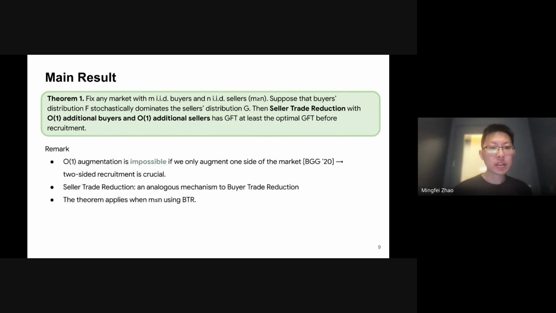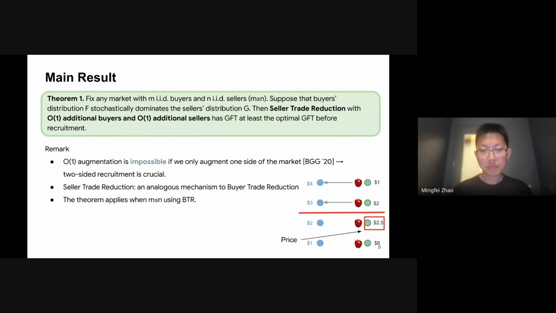So a couple of remarks here. As shown by the lower bound in previous slides, O(1) constant augmentation is impossible if we only augment from one side of the market. Also, people might notice that in the theorem statement we assume that the number of buyers is at least the number of sellers. But the theorem also applies to the case where m is smaller or equal to n, using buyer trade reduction. Here is just an example illustrating the seller trade reduction, where we use the value of the untraded seller as the price.